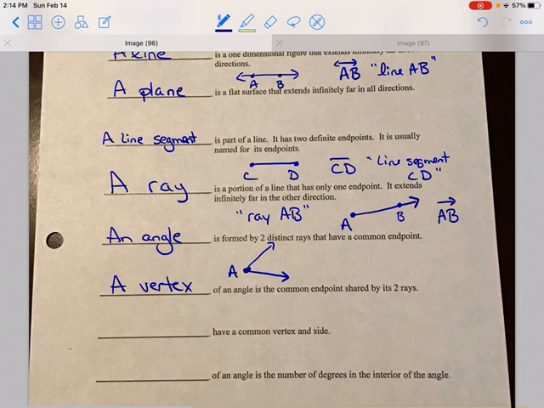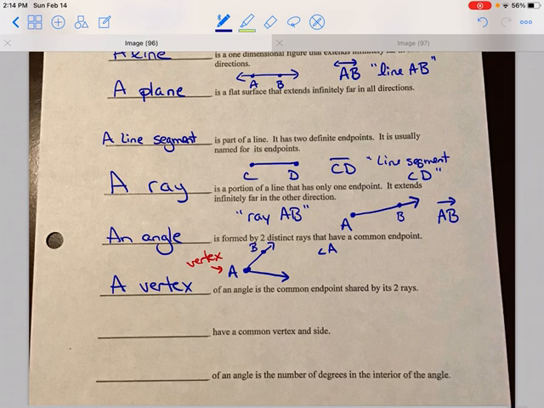So the vertex of an angle is the common endpoint shared by its two rays. Let me change colors here. That would be the vertex. Now if there's only one angle from that vertex, you can call this angle A. We use this little angle symbol.